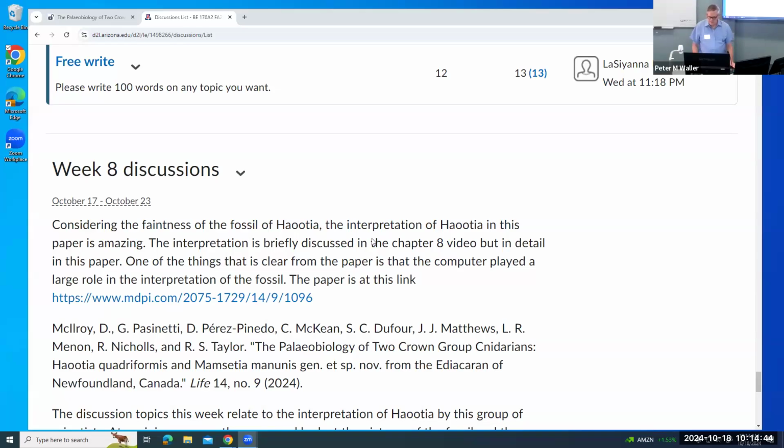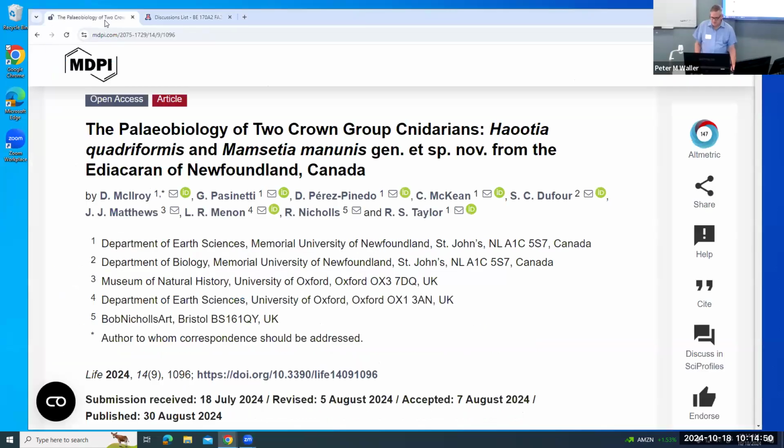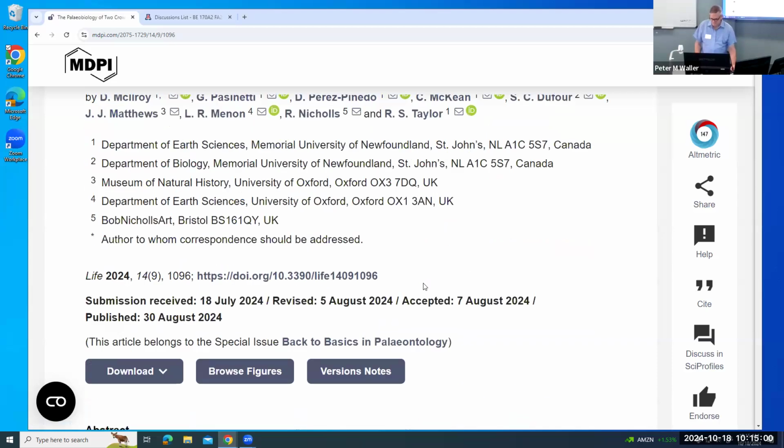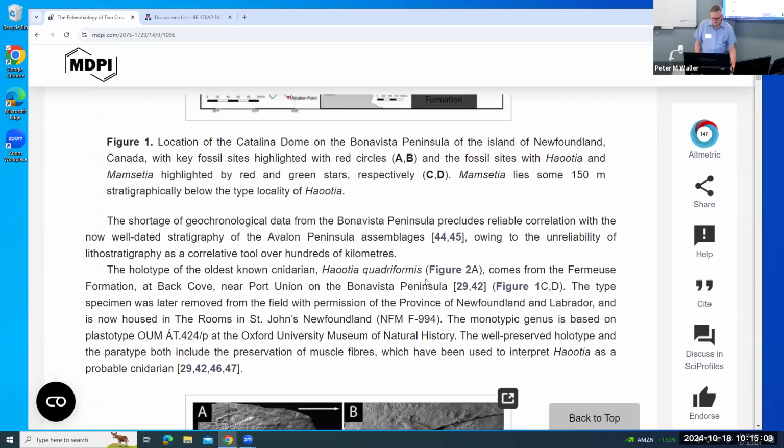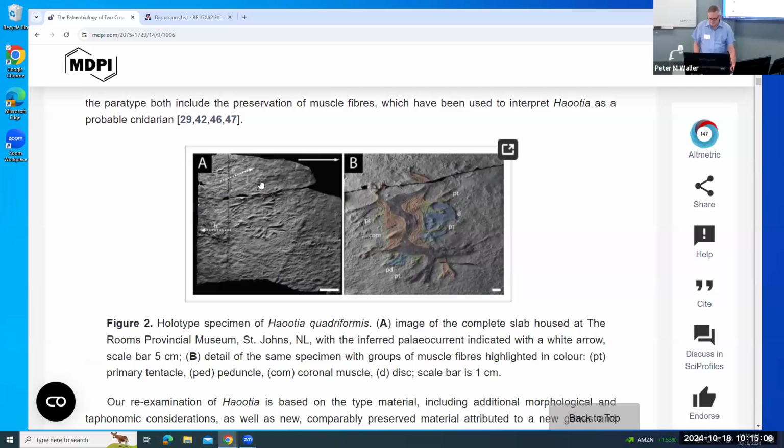Okay, so this week in the discussions, we're going to focus on AI, and we're going to look at this paper, which analyzed the Heuschia quadriformis proto-sea. And what's amazing is that they took this fossil, which is very faint, and they got so much out of it. But it's not like they made it up. It's perfectly reasonable. And they used a computer to augment their work.